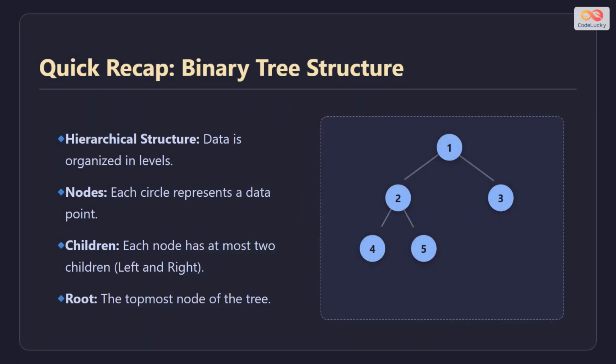Before we begin, let's quickly recap what a binary tree is. It is a hierarchical data structure made up of nodes. Each node contains a value and can have at most two children, commonly referred to as the left child and the right child. The topmost node is called the root.